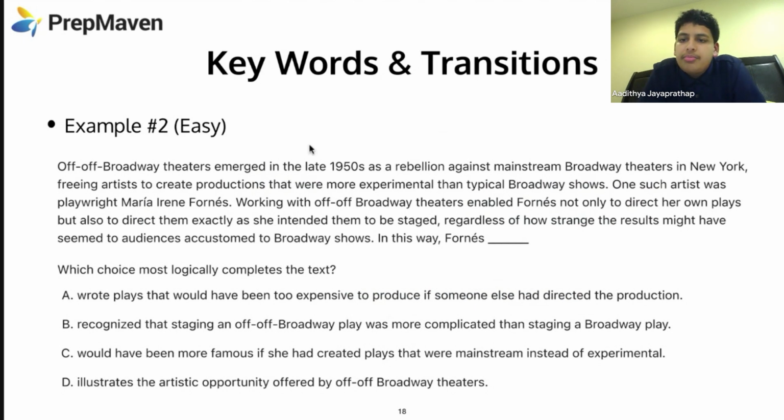Off and off-Broadway theaters emerged in the late 1950s as a rebellion against mainstream Broadway theaters in New York, freeing artists to create productions that were more experimental than typical Broadway shows. One such artist was playwright Maria Irene Forens. Working with off-off-Broadway theaters enabled Forens not only to direct her own plays, but also to direct them exactly as she intended them to be staged, regardless of how strange the results might have seemed to audiences accustomed to the Broadway shows. In this way, Forens. And then we got ABCD.